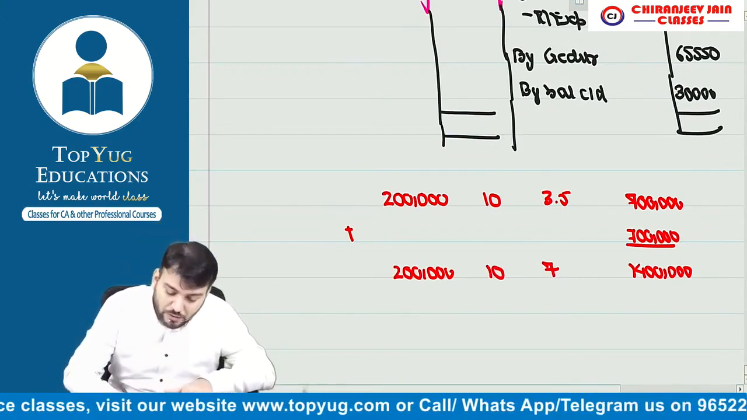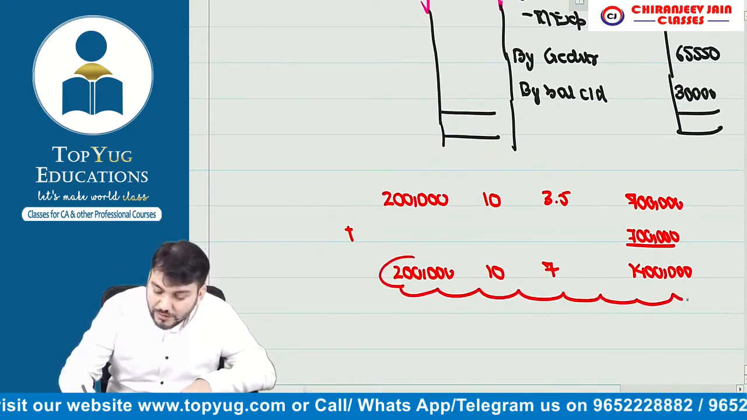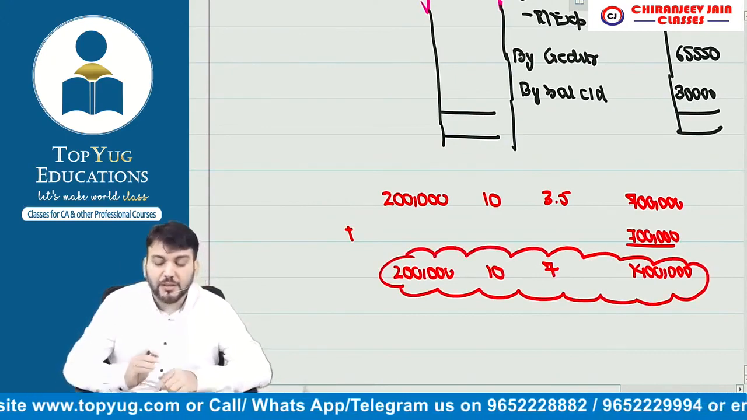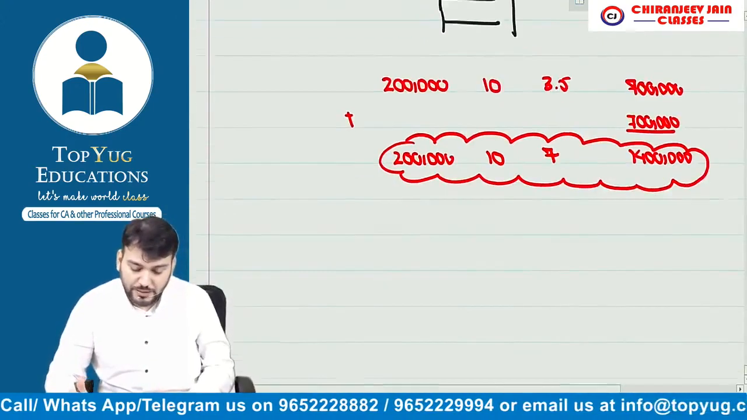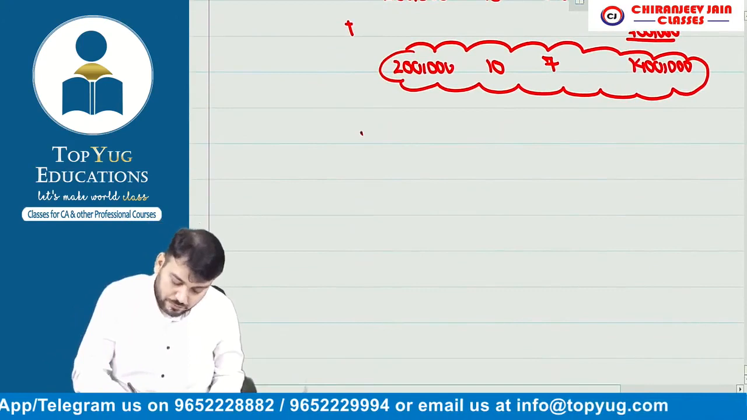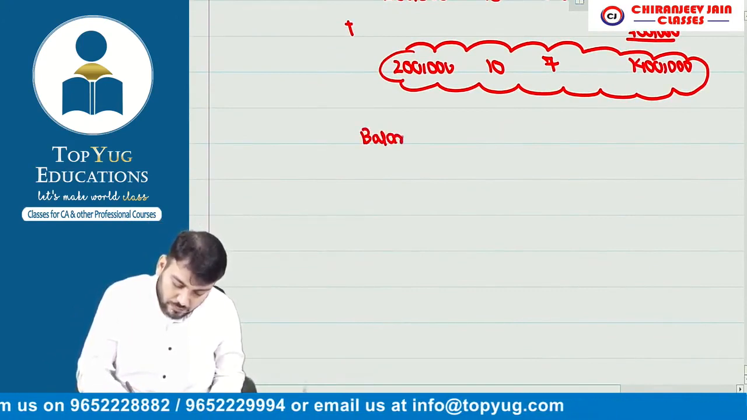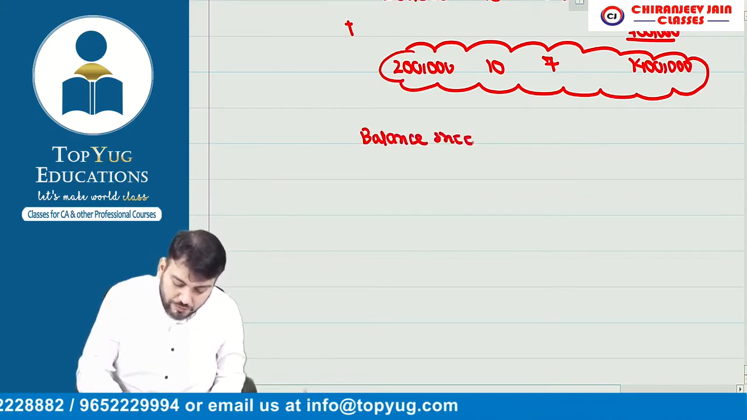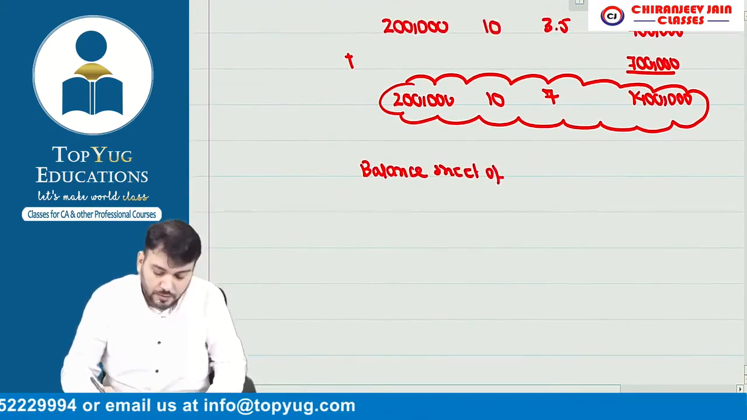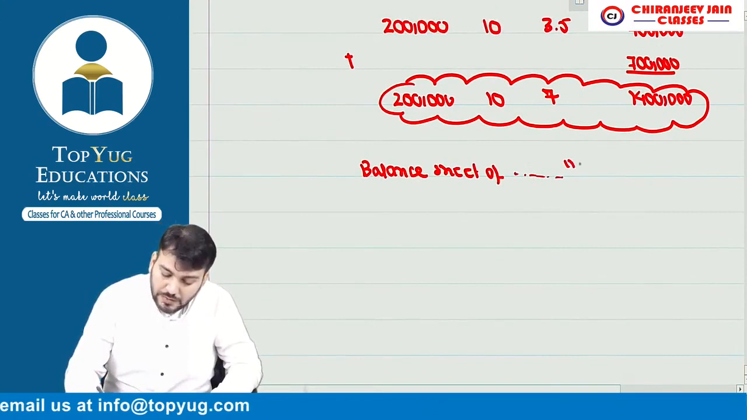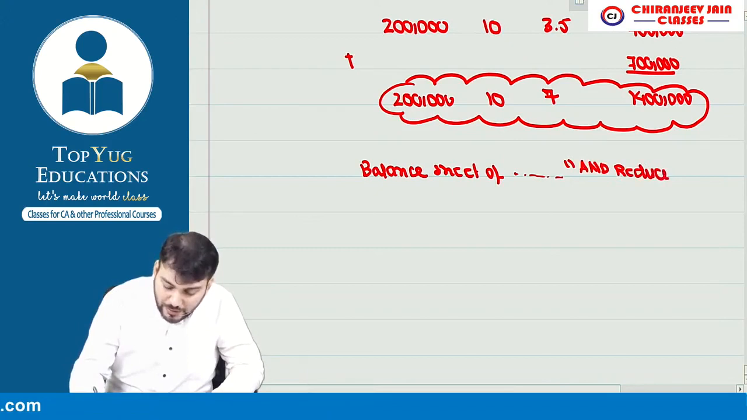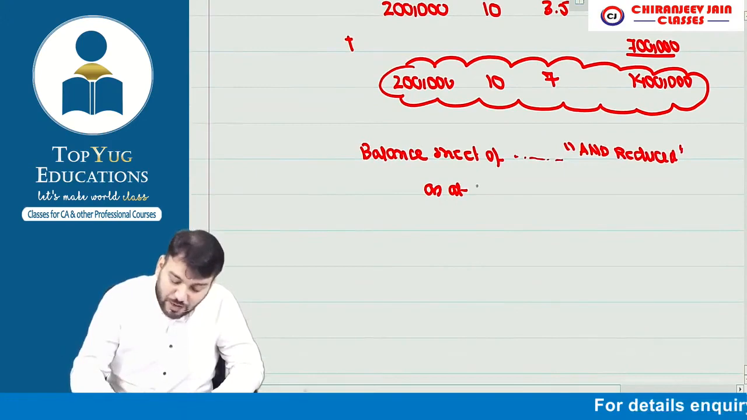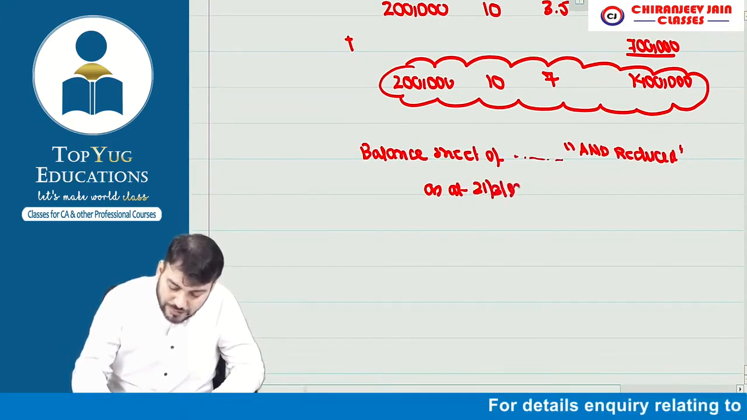So in the balance sheet now, this information needs to be stated. Correct? Understood? Can we prepare the balance sheet first? Yes sir. So look, balance sheet of, the name is not given, but we write "and reduced". Write "and reduced" when you come to the exam. As at 31st March 1993.